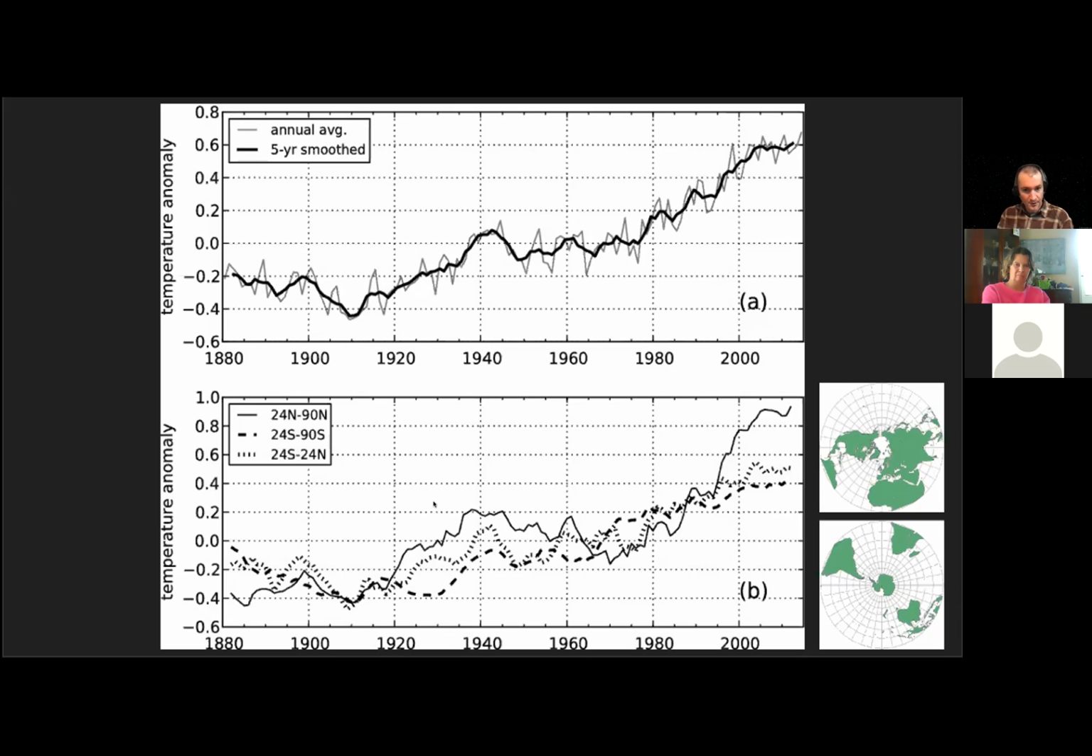Northern hemisphere in particular has experienced the greatest amount of warming, both in the middle part of the 20th century and also here in the most recent decades. And one of the leading reasons for that is that the northern and southern hemispheres are very different in terms of their land to water contrast.